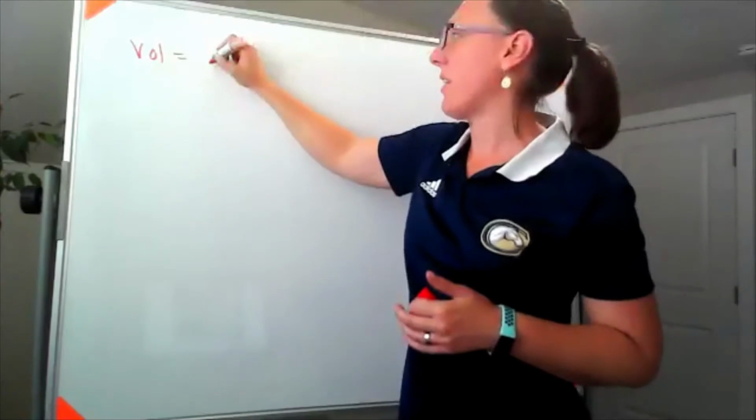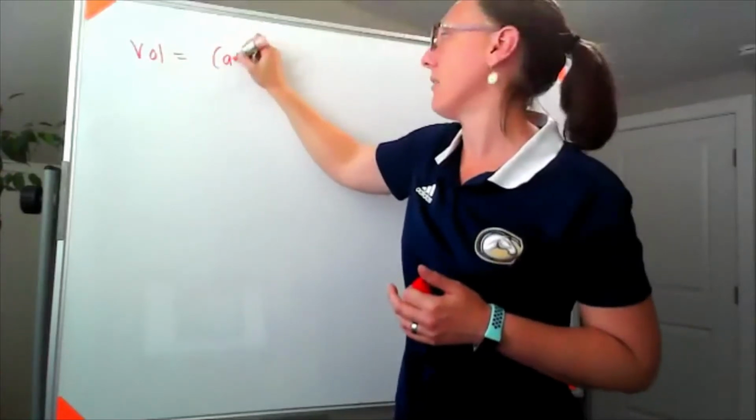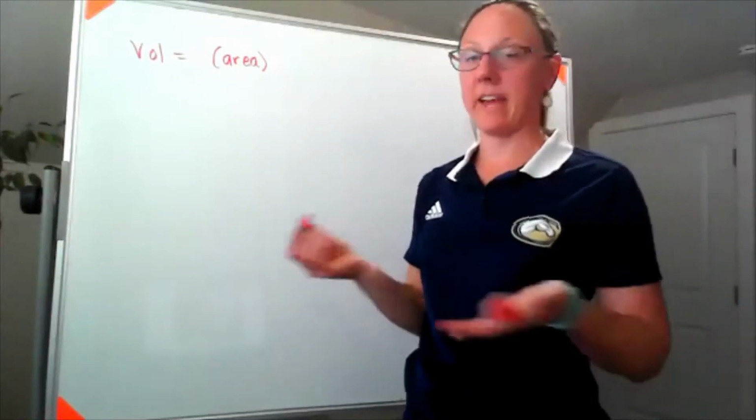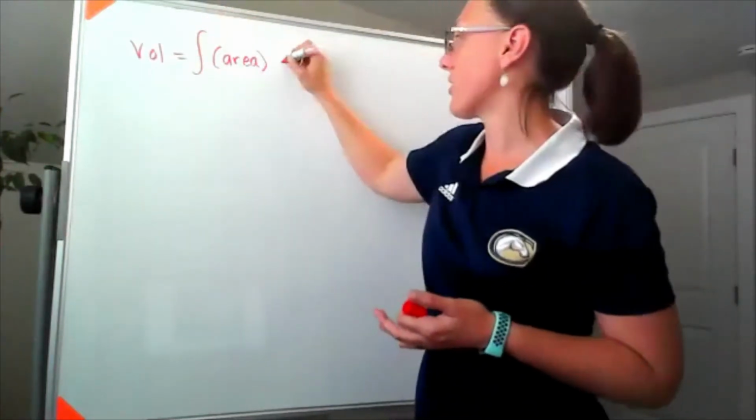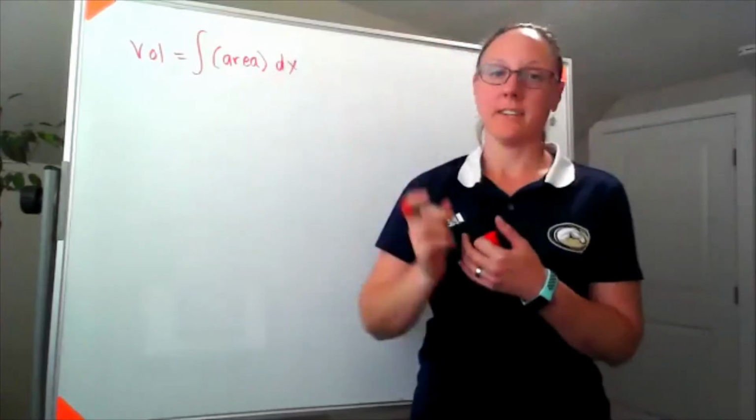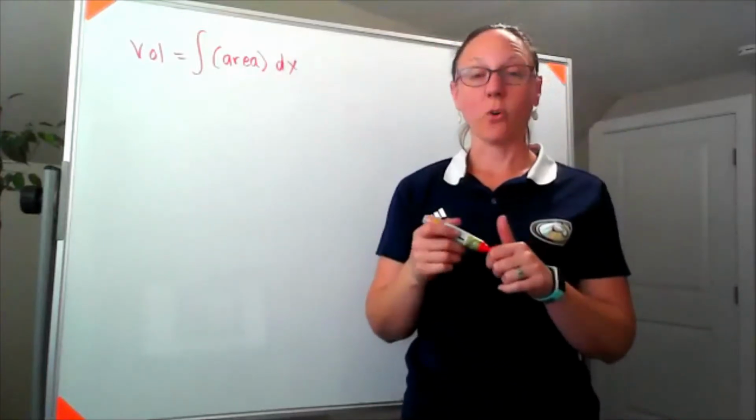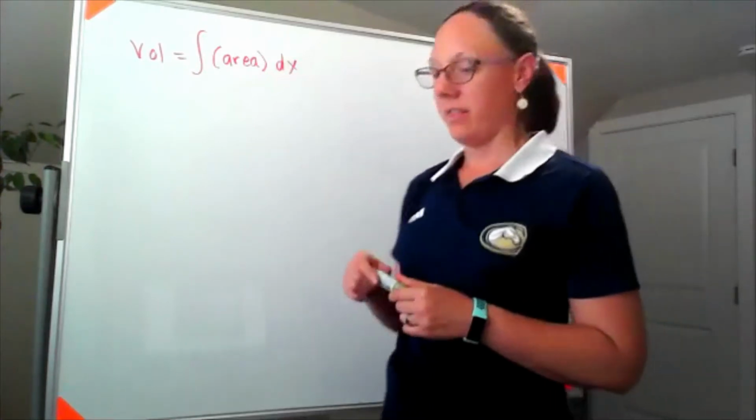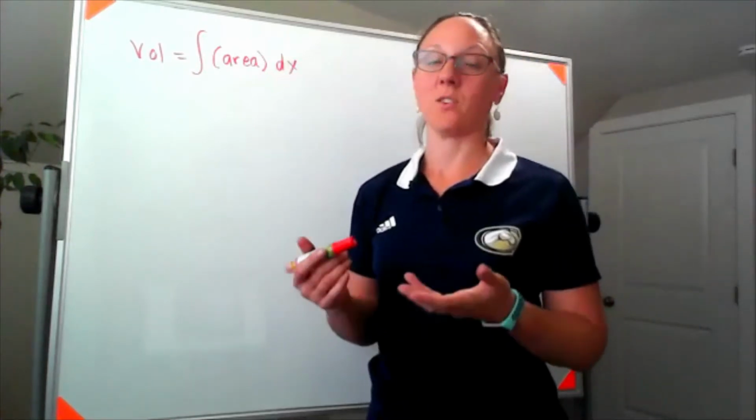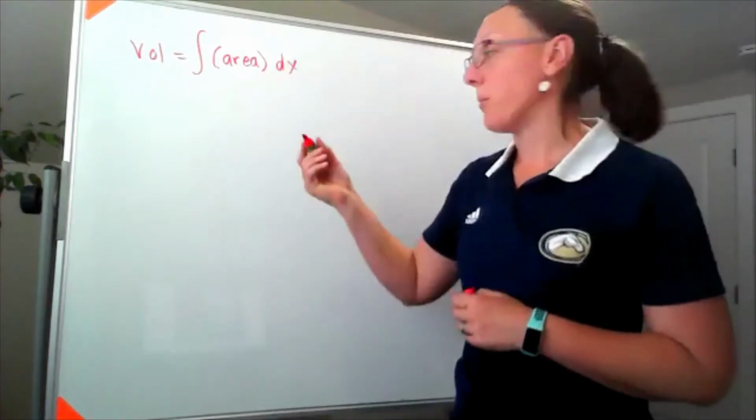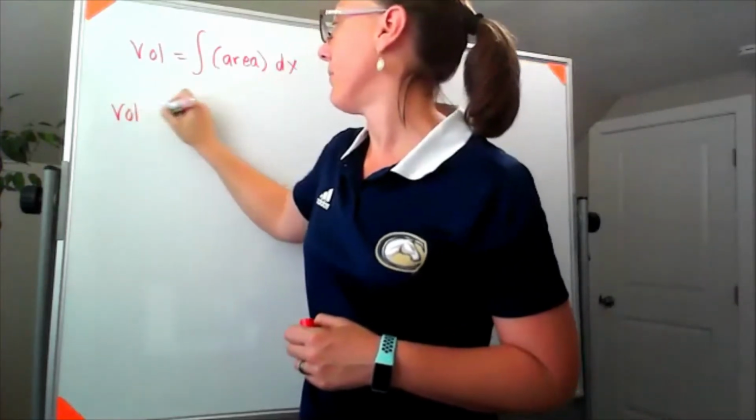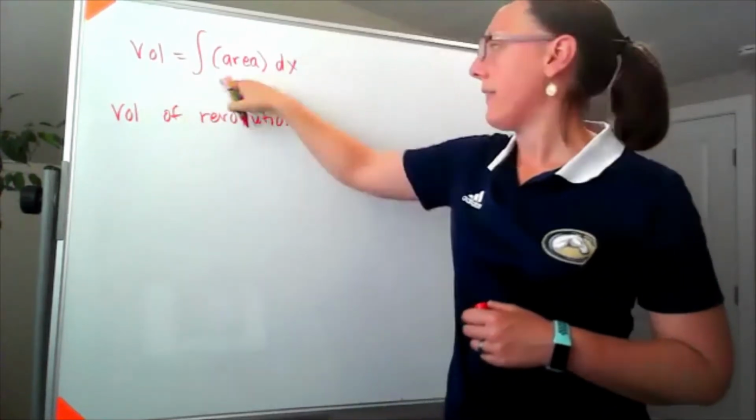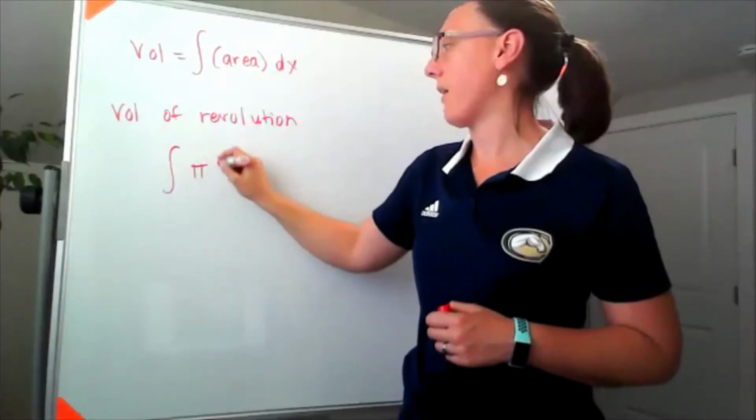It's going to look like our cross-sectional area times our thickness, which is either a dx or a dy. So our cross-sectional area, I'm just going to write that as times dx. So if we're talking about a volume of revolution and I'm spinning something, then that cross-sectional area is a circle. So if we have a volume of revolution, that cross-sectional area becomes pi r squared.